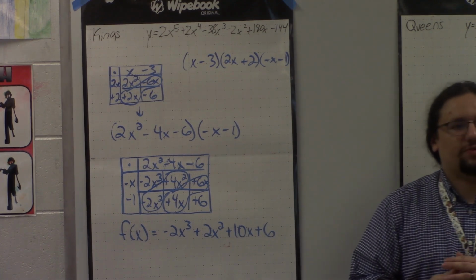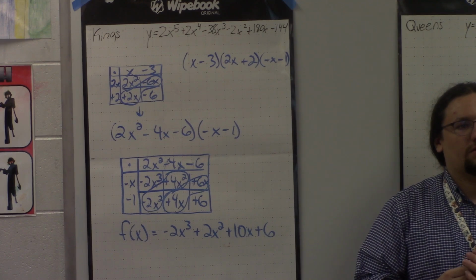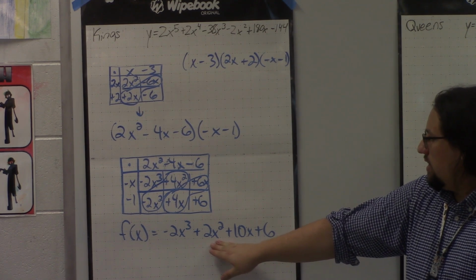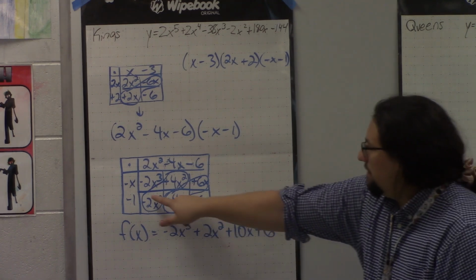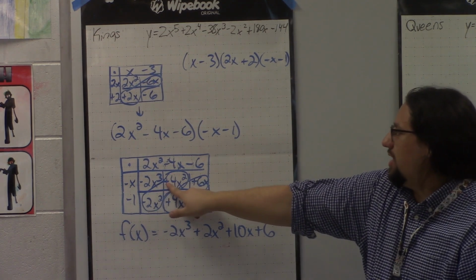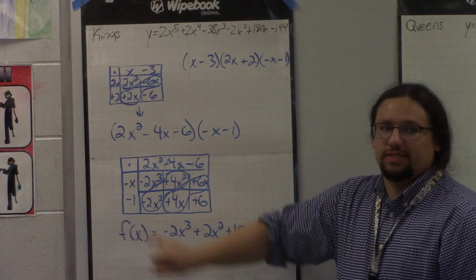Now, Tosh, what's the question? How is it going to be a positive 2x squared? Isn't it a negative? So wouldn't that be a subtraction? Right, this positive 2x squared was obtained from combining these like terms. The negative 4x times negative x is positive 4x squared. 2x squared times negative 1 is negative 2x squared.